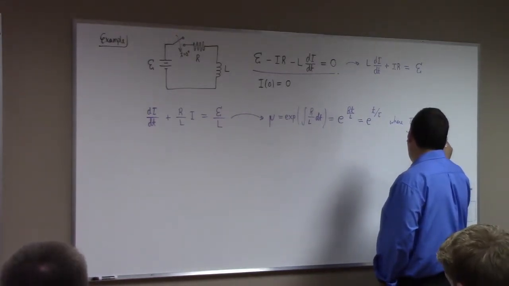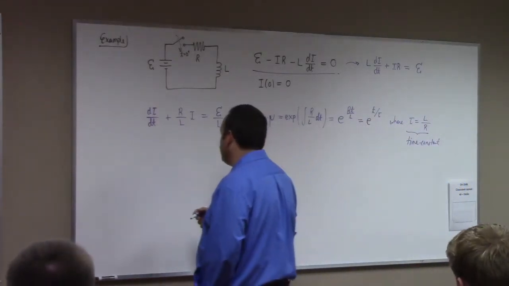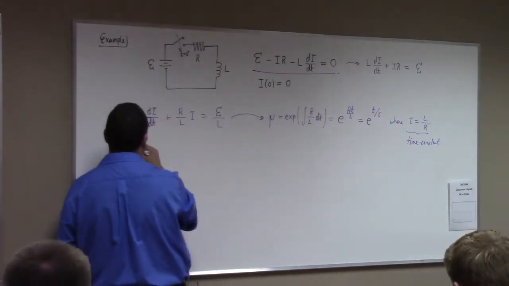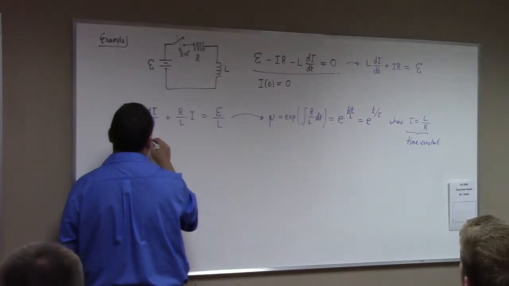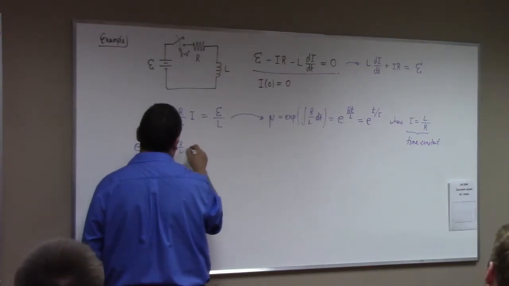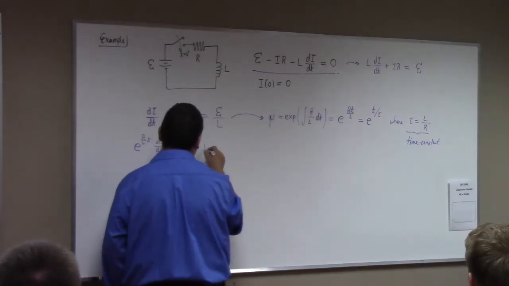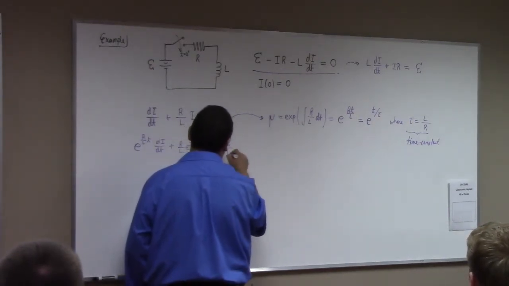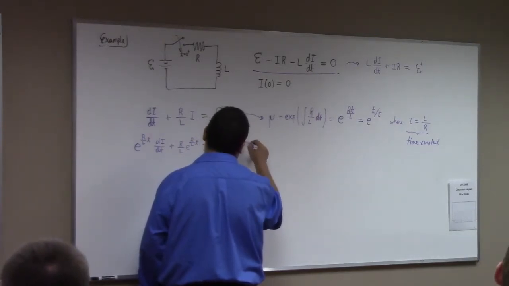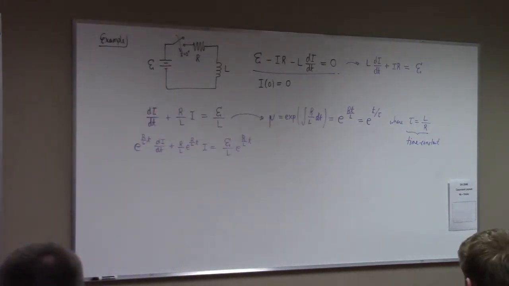The time constant for an RL circuit is L over R, and it has units of time. Anyway, multiply this. We've got e to the R over L t times di/dt plus R over L e to the R over L t times I equals E over L e to the R over L t. See, if I'd been writing tau, think of all the R's over L's I wouldn't have had to write, but it's too late.